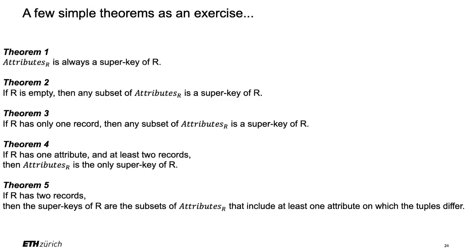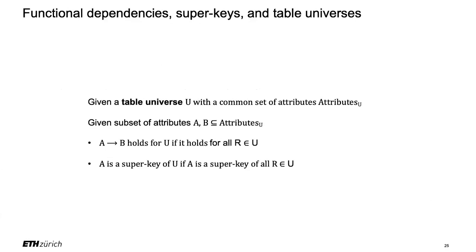Okay. So we have the functional dependencies and we have the super keys, right? Two very important concepts: functional dependencies and super keys. But I define them on tables. Every time I give you one relational table, I ask, on that very relational table, is this functional dependency holding, and is this subset of attributes a super key? Now we should extend that to table universes. What is a table universe? It's just a set of tables that fulfills the schema. So let's take a table universe, let's call it U.